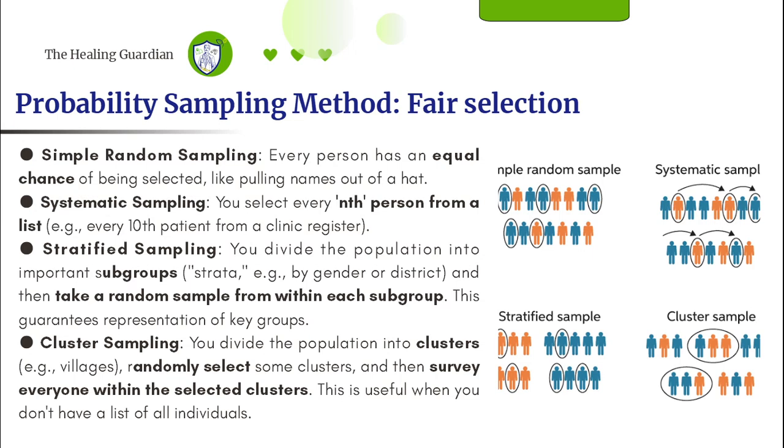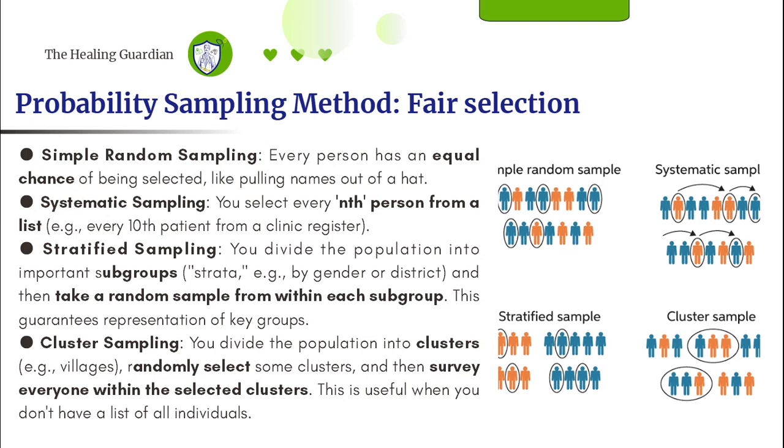For systematic sampling, you select every nth person from a list. I get a list of people from a clinic registrar. Then, depending on the number of people I need, I guess I'm going to choose every 10th person on the list. Then you're using systematic sampling.